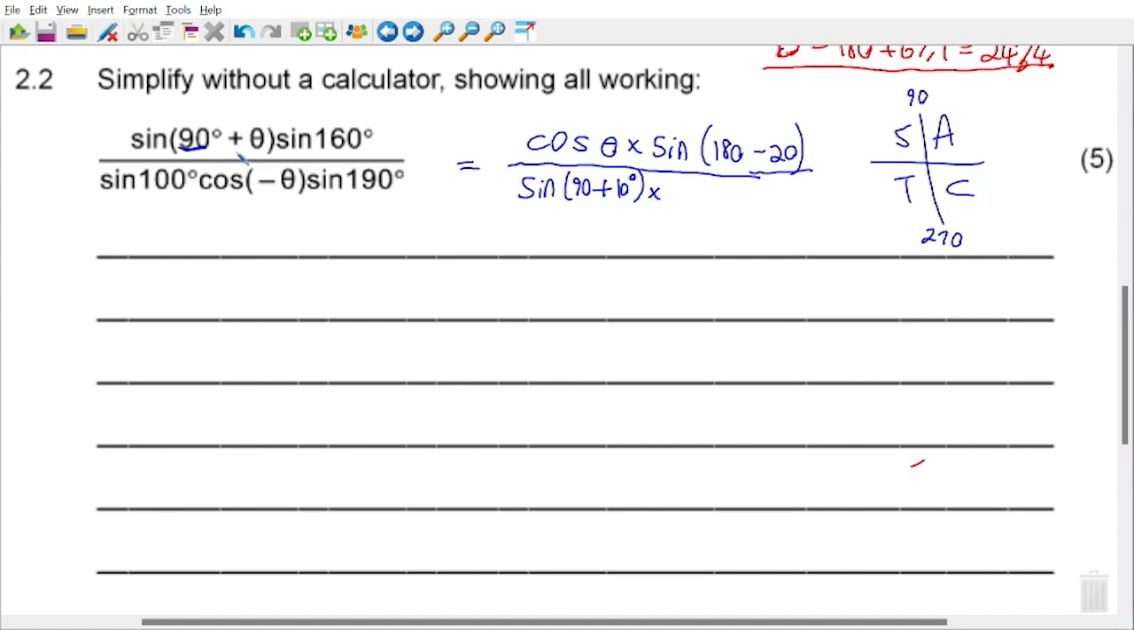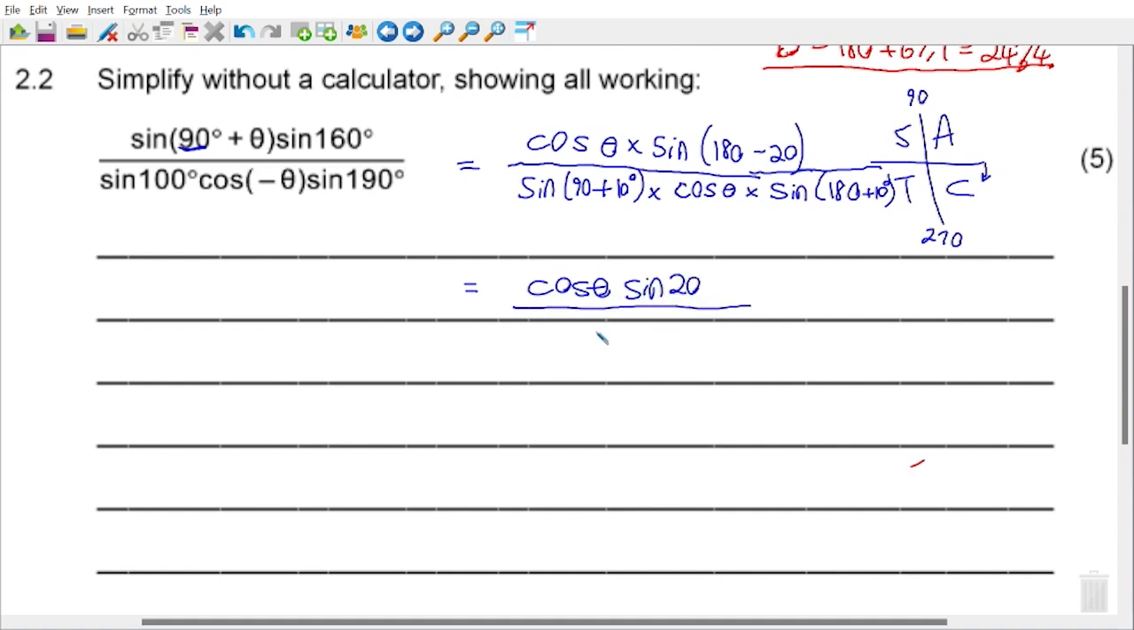Cos of minus theta, all right, minus theta means we've just come a little bit clockwise. Cos off a horizontal axis, that's just exactly the same as cos of theta. And sine of 190, right, 190 we're in quadrant 3 by 10 degrees. So in other words, 180 plus 10. So when I do these reductions, and you could leave this step out and go straight to this step, this is going to be cos theta. This is going to be sine of 20.